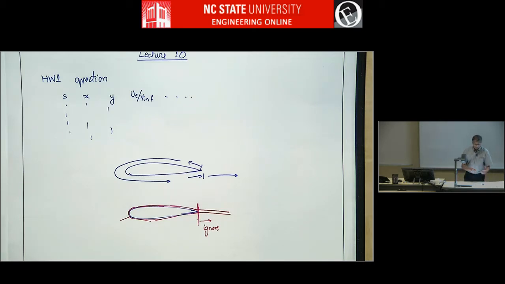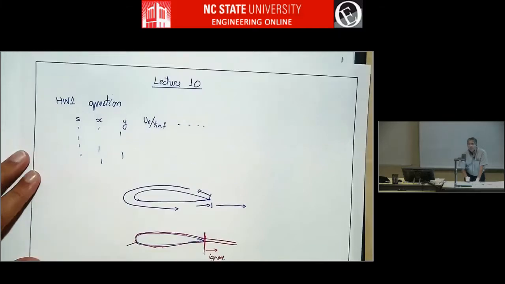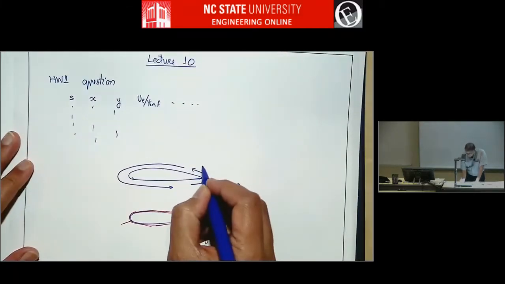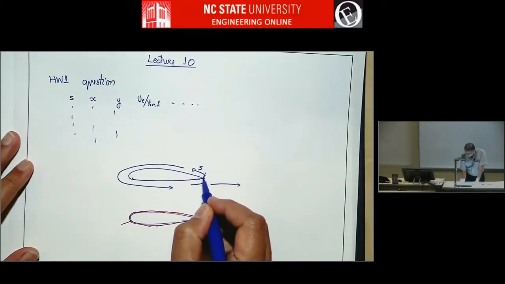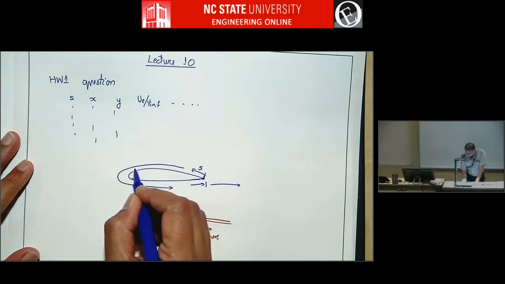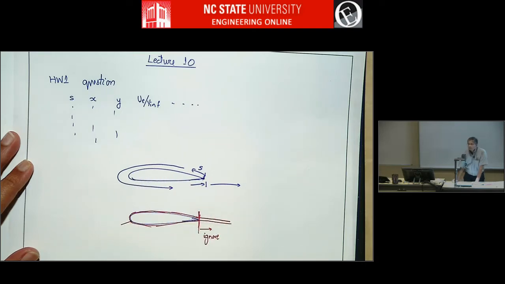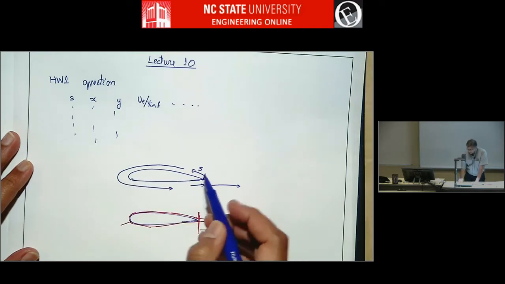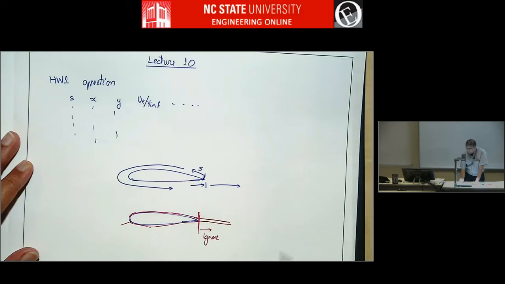Any other questions? Someone was asking what is S. I think in the Piazza discussion somebody was asking what is this S? S is basically the arc length, the cumulative arc length from here to every panel endpoint. So from the upper trailing edge along the airfoil around to the lower trailing edge. That's what S is.